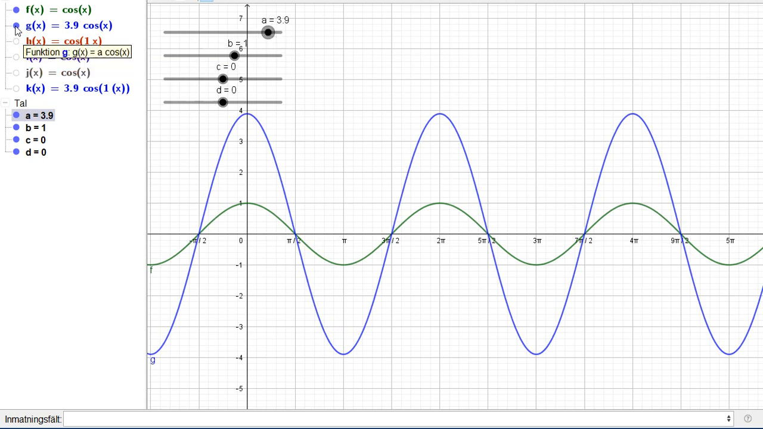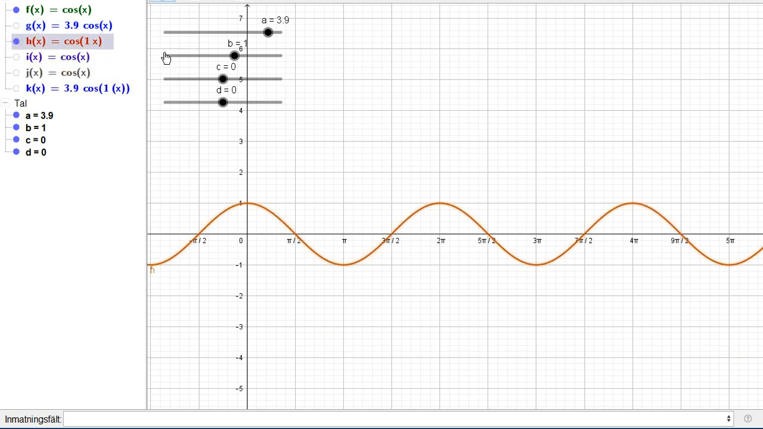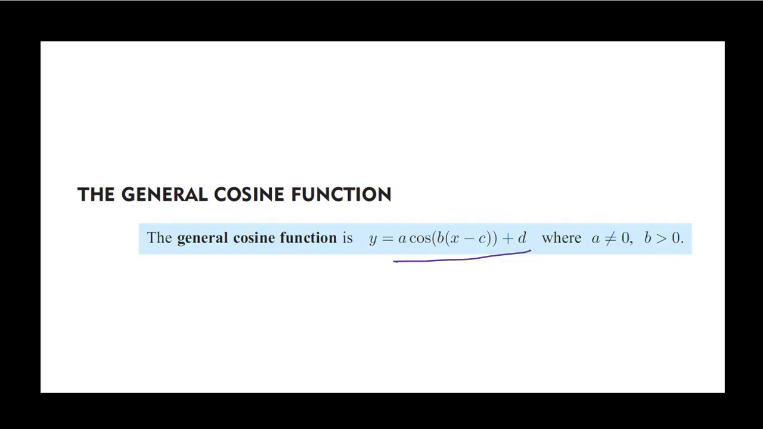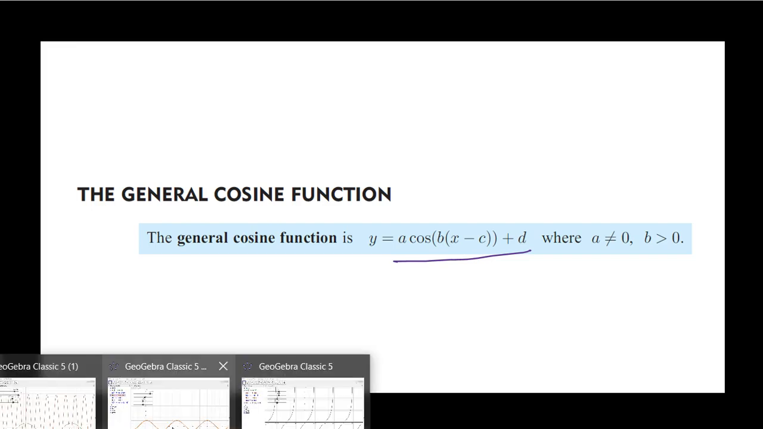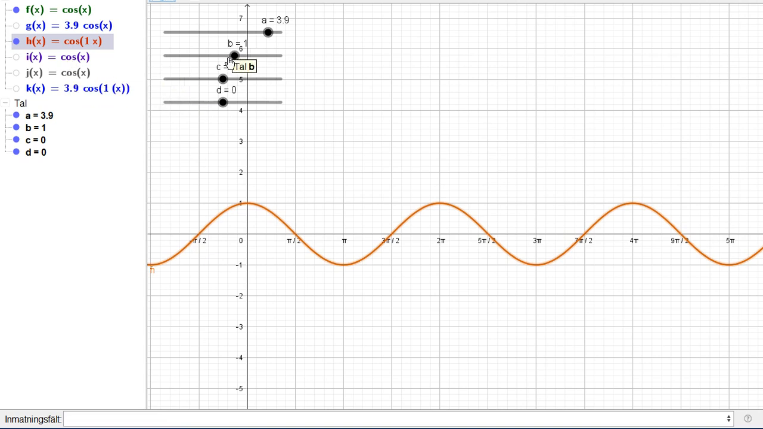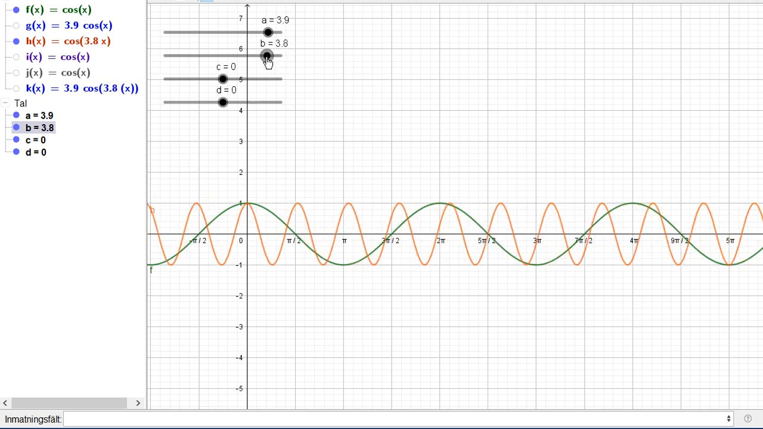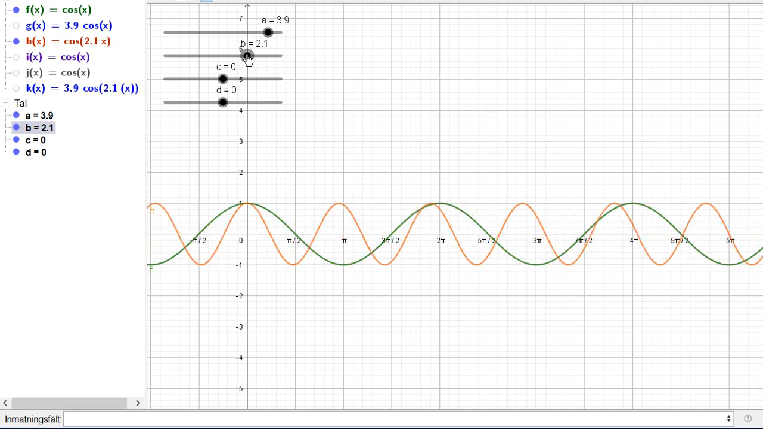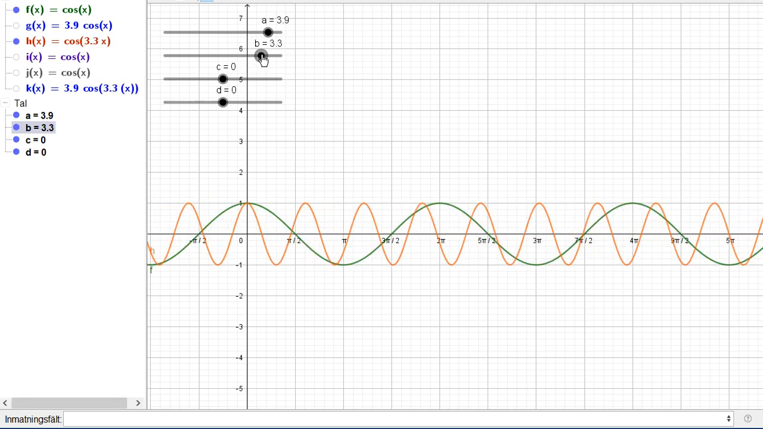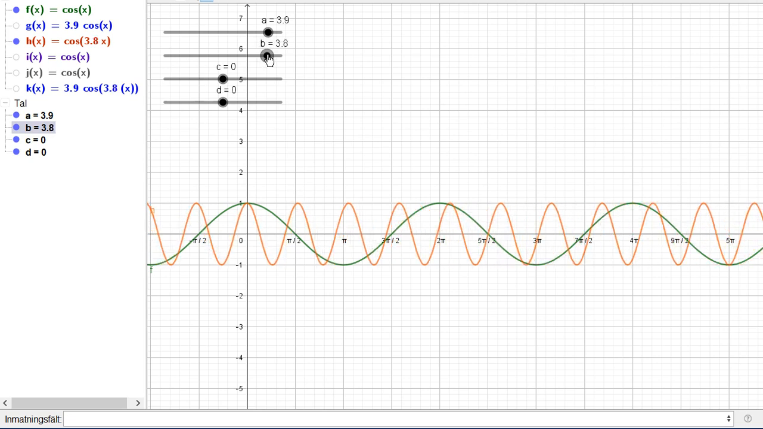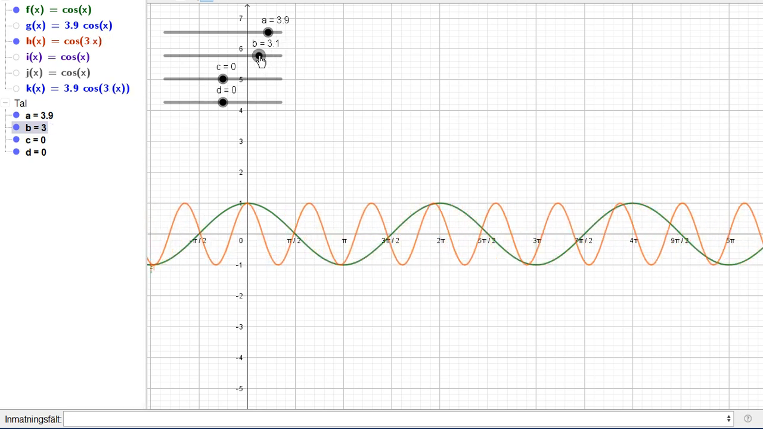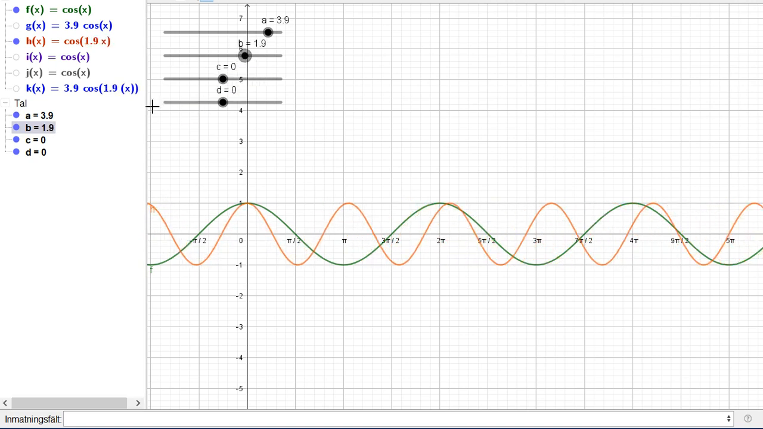If I remove that, and then for the B, maybe you've seen here, the effect of the B is on the period. It's the same as in sine: 2 pi divided by b is the period. The higher the b, the tighter the period.